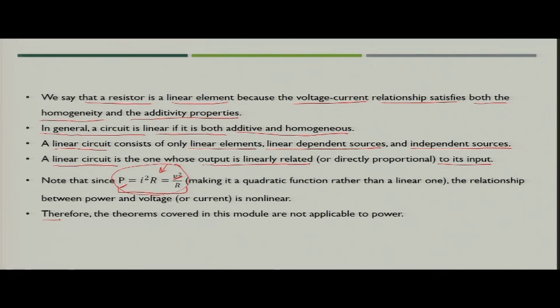So, that is why the theorems we will cover in this particular module will not be applicable to power, because the relationship between input and output is not linear.